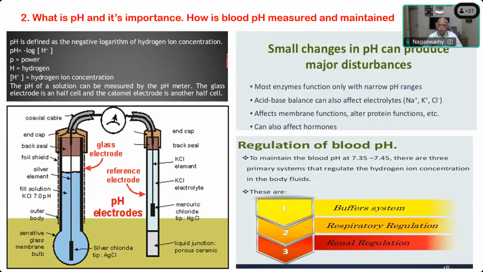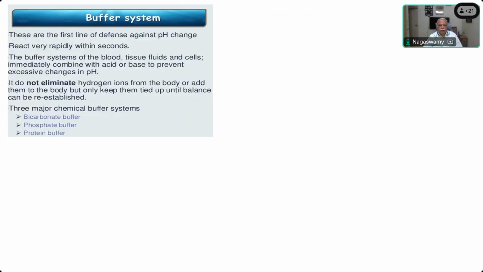So the regulation to maintain the pH between 7.35 and 7.45 has three primary mechanisms. One is the buffer system, second is respiratory regulation, third is renal regulation. These are the three important mechanisms to maintain the value between 7.35 and 7.45. Coming to the first mechanism, buffers are the first line of defense against pH change, and they react very rapidly, within seconds.